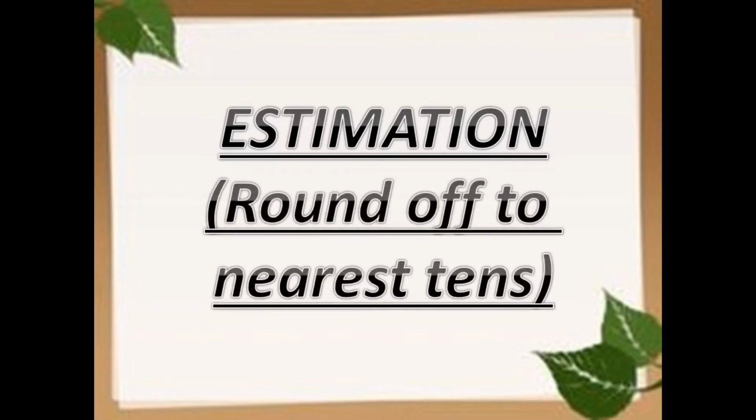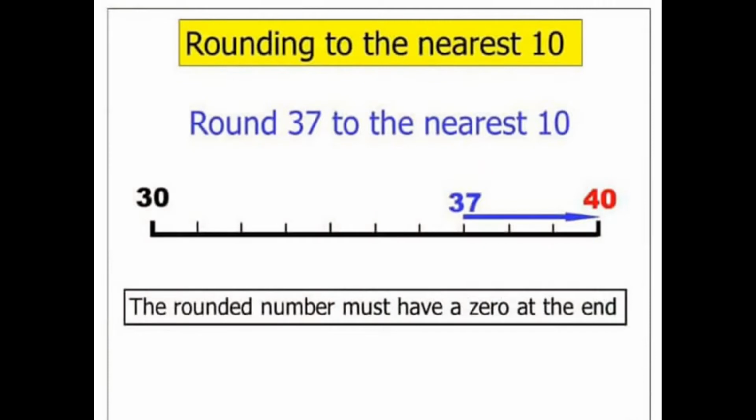Now students, firstly we will study how to estimate or round off to the nearest tens. So let's start. Now students, we have to round off 37 to the nearest tens, and here with the help of a number line we can see that the two tens nearest to 37 are 30 and 40, but 37 is more close to 40. So 37 estimated to the nearest tens is 40. And please make a note here that the rounded number must have a 0 at the end. Hopefully it is clear to you.